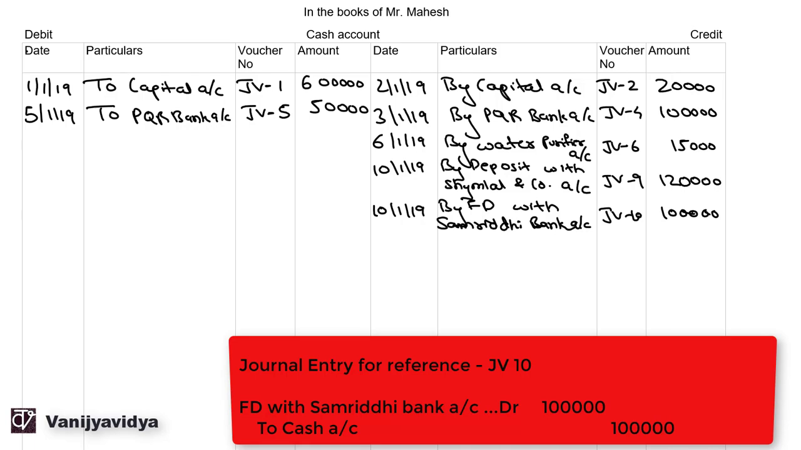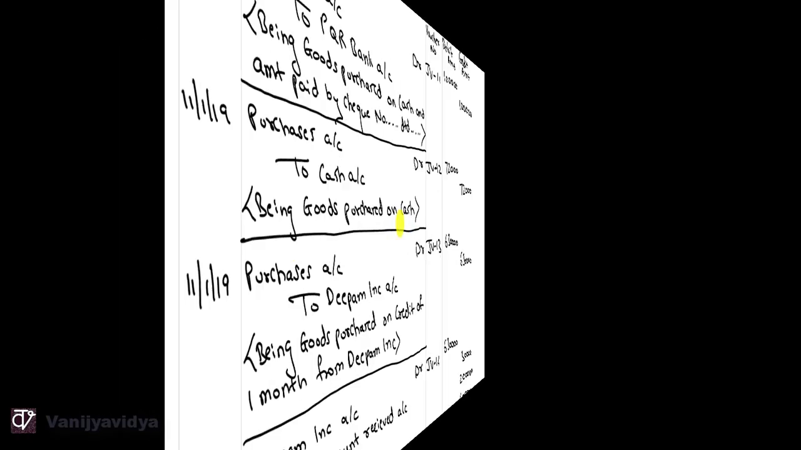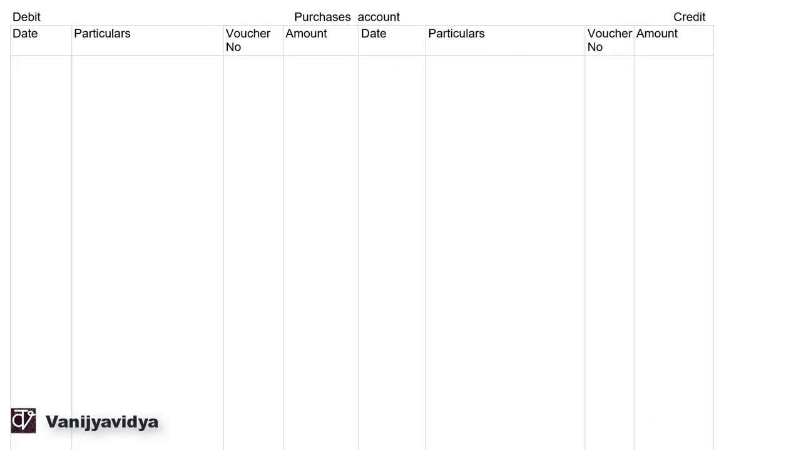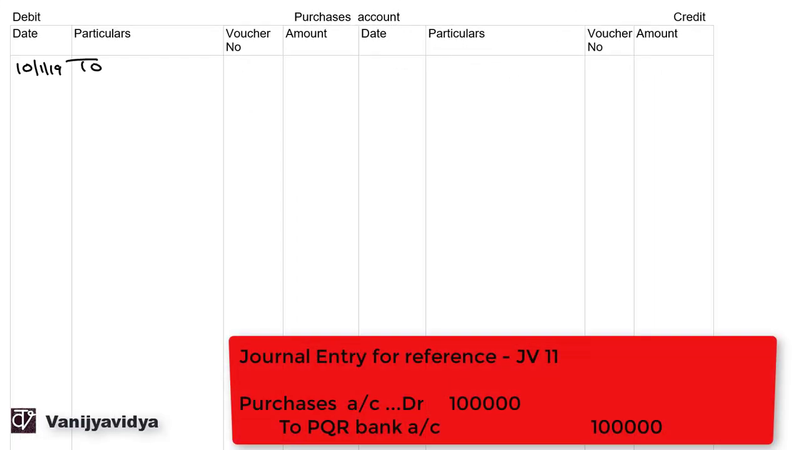Now let's move on to the next journal entry. 10 Jan 2019, purchases account debit 1 lakh to PQR bank account 1 lakh, JV11. So one impact will be on the debit side of purchases account and one more on the credit side of PQR bank account. Let's post this journal entry. Purchases account debit side 10 Jan 2019 to PQR bank account JV11, 1 lakh.